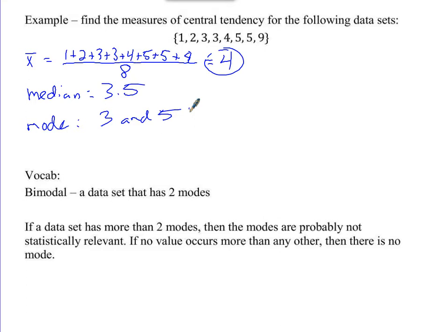And actually, if you look below, the vocab down here, bimodal, is a data set that has two modes. So this would be a bimodal data set. We can have no mode, one mode, or two modes. If the data set has more than two modes, then the modes are probably not statistically relevant, and we just ignore the mode. If no value occurs more than any other number, then there is no mode at all. So it's possible to have no mode, one mode, or two modes. Anything more than two, and we're not going to talk about mode.